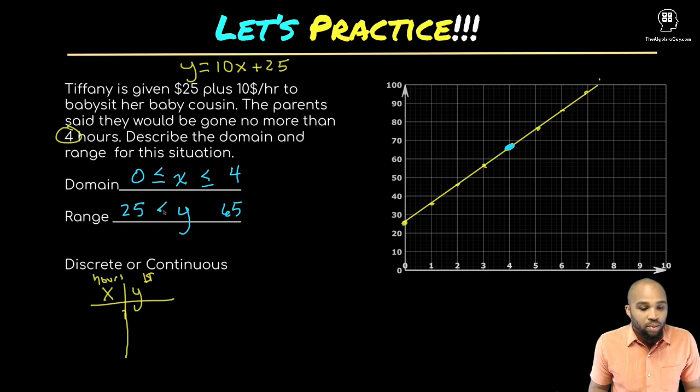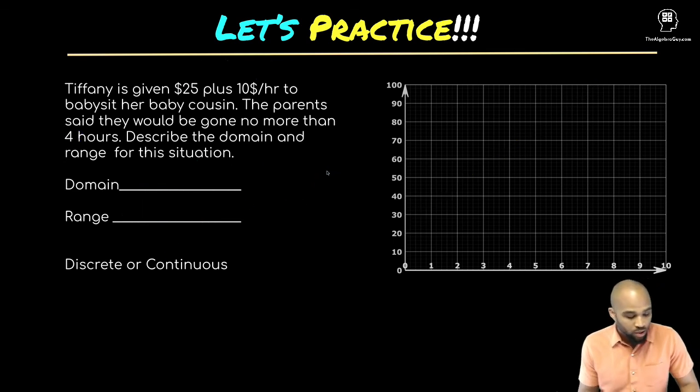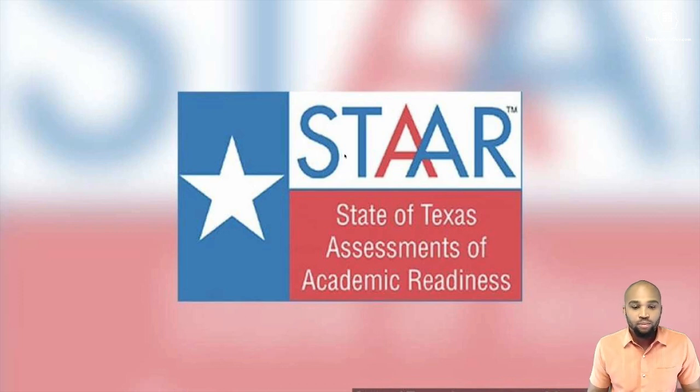All right, so this now becomes greater than or equal to, and less than or equal to 65. You could have also just plugged in 0 and solved it, and then plugged in 4 and solved it, because 4 here times 10 is 40 plus 25 is 65. So you get your minimum and maximum from doing it that way. All right, let's go to our next problem.